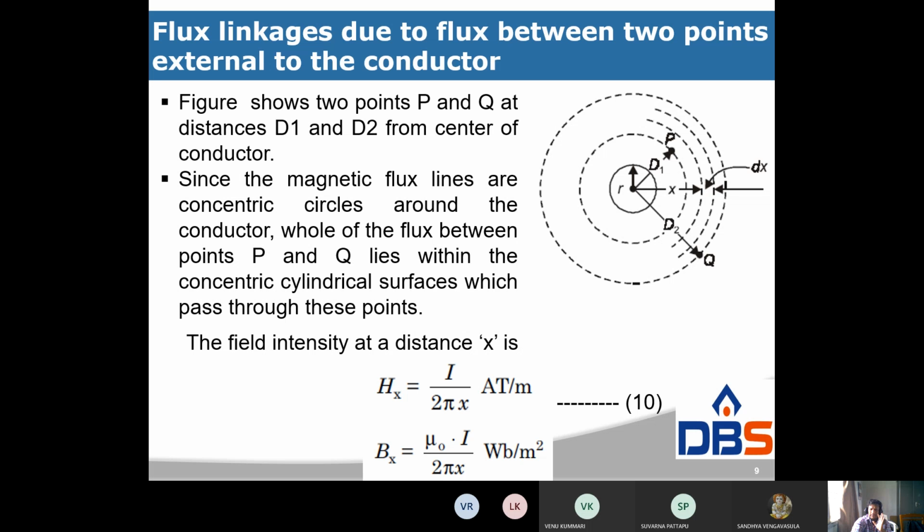So the figure shows points P and Q at distances of D1 and D2. So D1 is nothing but the surface of the conductor, this one, and D2 is nothing but Q. This one D1 and this one D2. Since the magnetic flux lines are concentric circles around the conductor, the flux between P and Q is also concentric cylindrical. Therefore, first of all, to calculate the inductance means to calculate the flux linkages. To calculate the flux linkages means to calculate the change in flux.